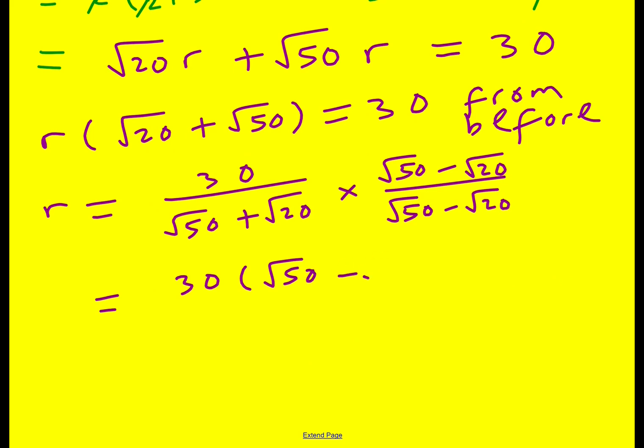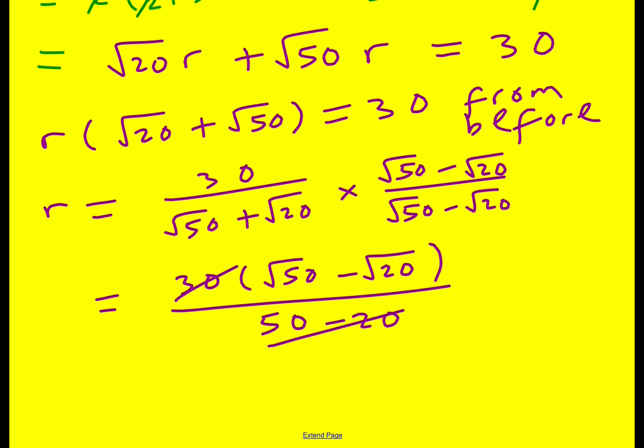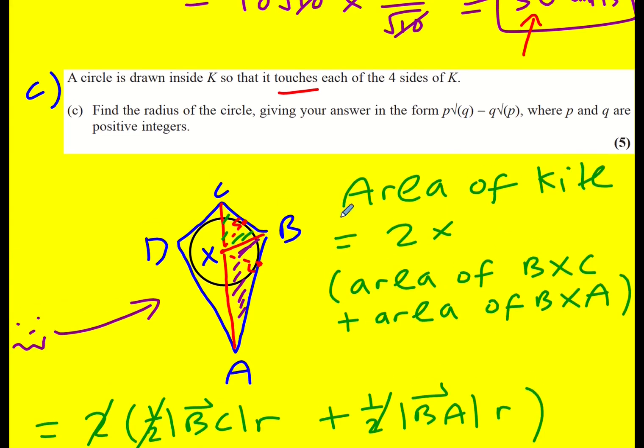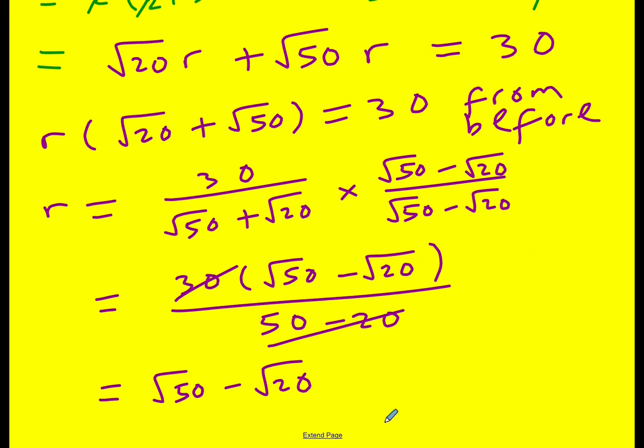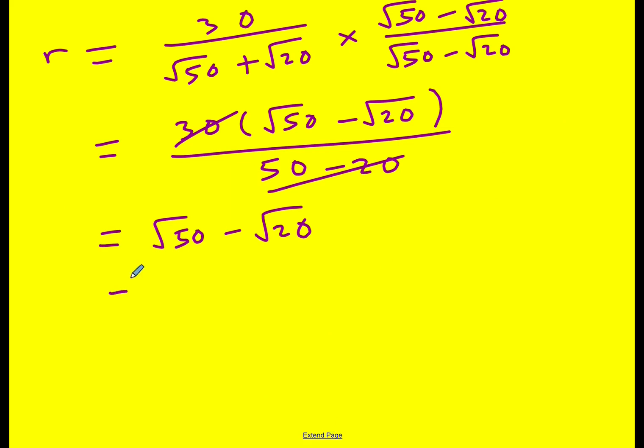Okay, I'm not going to expand these out quite yet. So I'm going to get root 50 times root 50, which is 50. Then it's going to be minus 20, and the other crossover terms are going to disappear. So that is amazing because that is 30, which cancels with this. And I'm left with root 50 minus root 20. Now we were asked to write it with p and q positive integers, so basically we're going to be asked to simplify the surd. Okay, this is looking good.